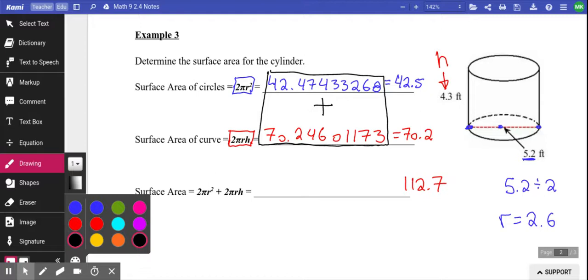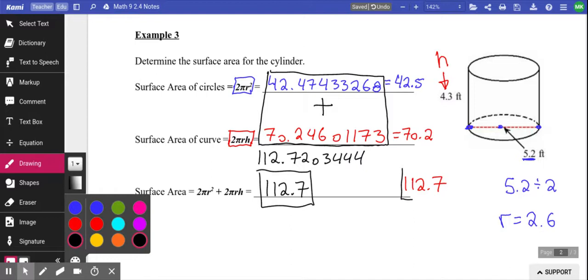So if I added those together, I would have got 112.7203444. That's the answer I'd want to round, and I'd get 112.7 as my final answer. If you look, they're actually the same. But it might not always be that way. There is the chance that you would have had to round that to 112.8 in my version. So be very careful on your rounding. Don't round until your final answer. That's kind of the general rule of thumb.